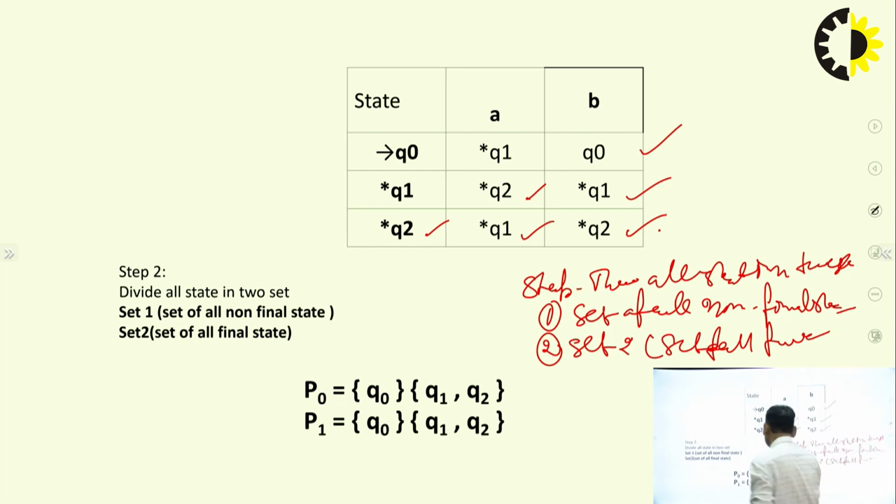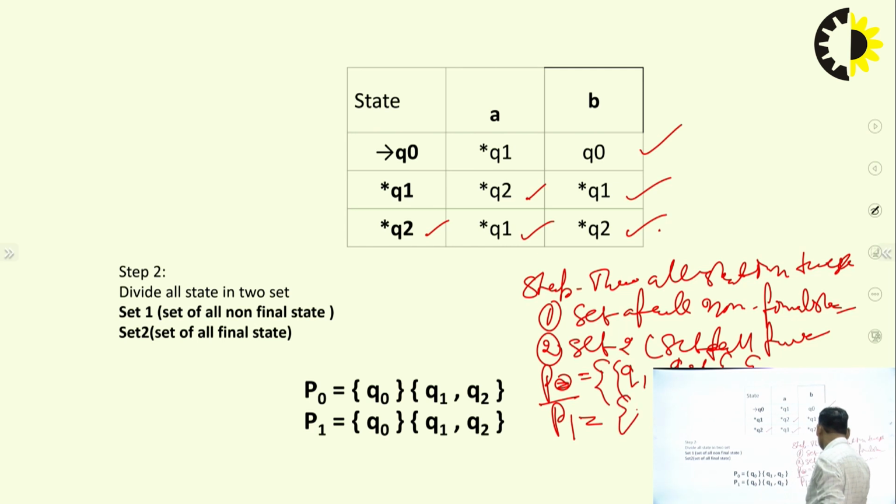P0, partition number 1, equals the set of non-final states, Q1 and Q2, and the set of final states is Q0. Iterated by P0, P1 equals Q1, Q2, and Q0.